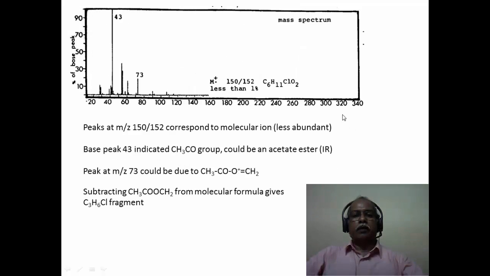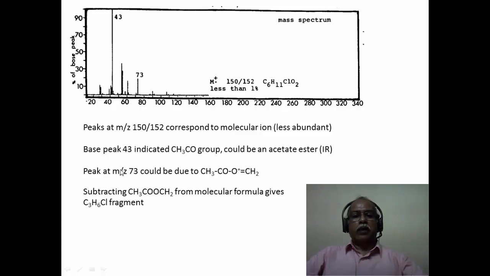This is the mass spectrum of the compound. The molecular ion is not seen very clearly. It is very less abundant, less than 1%, so it is not seen in the spectrum. So this is molecular ion 150, 152. Because of the presence of chlorine, you have 150 and 152 peaks. What is important is the base peak, which is 43. It could be an acetyl group. So the molecule could actually be an acetate ester, fragmenting to give the acetyl group at 43 or so.